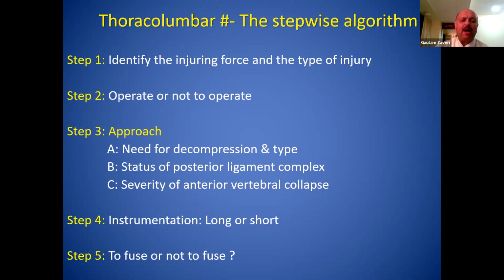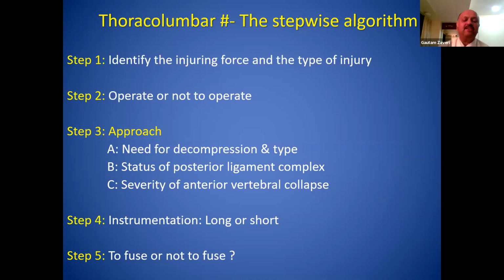The next question you ask yourself is, should we operate or not operate? We know that type C is unstable, so you must always operate. Type B is almost always very unstable, and therefore in type B also you almost always operate. Type A injuries are stable injuries, so instability is not an indication for surgery. Here, surgery in type A injuries is required for patients who have either a neurologic deficit or a significant deformity.